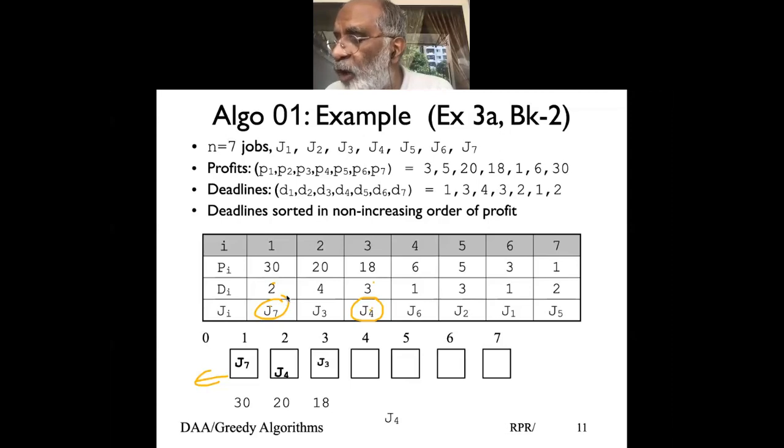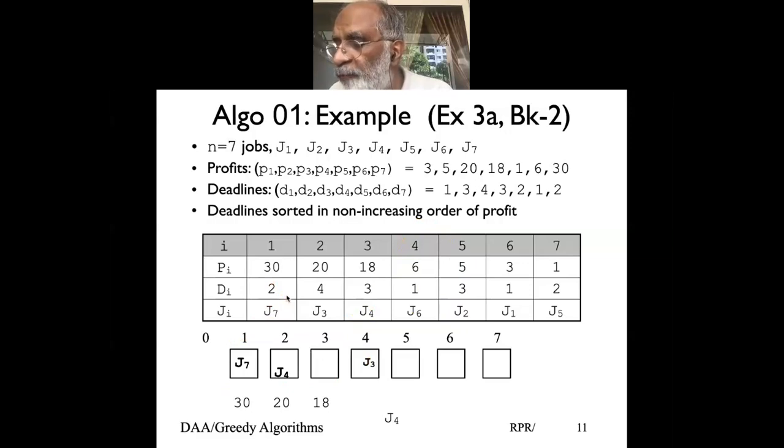Now look at my next job, which is number 4, which is job 6. Job 6 has a deadline of 1. Now, certainly I cannot schedule job J6 here, but is it possible for me to look at the jobs? J3 was here, previously J3 was here. Can I shift J3 here, J4 there, and see if job J6 can be accommodated? And that essentially is what we are doing.